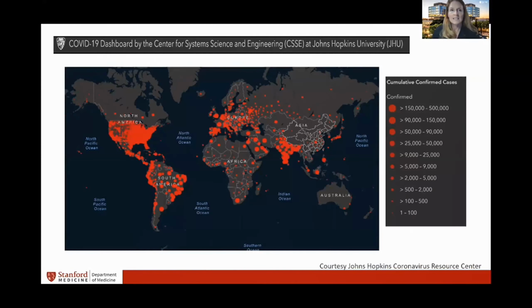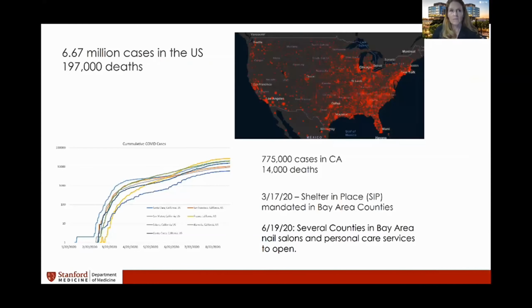Courtesy of the COVID-19 dashboard from Johns Hopkins University, we can see the cumulative cases worldwide on this map. Furthermore, within the US, as depicted on this map, there have been 6.67 million cases resulting in 197,000 deaths. If we look further into California, there have been 775,000 cases resulting in 14,000 deaths. In the lower edge of this slide, this graph shows the cumulative COVID cases by county in and around the San Francisco area, extending down to Fresno.